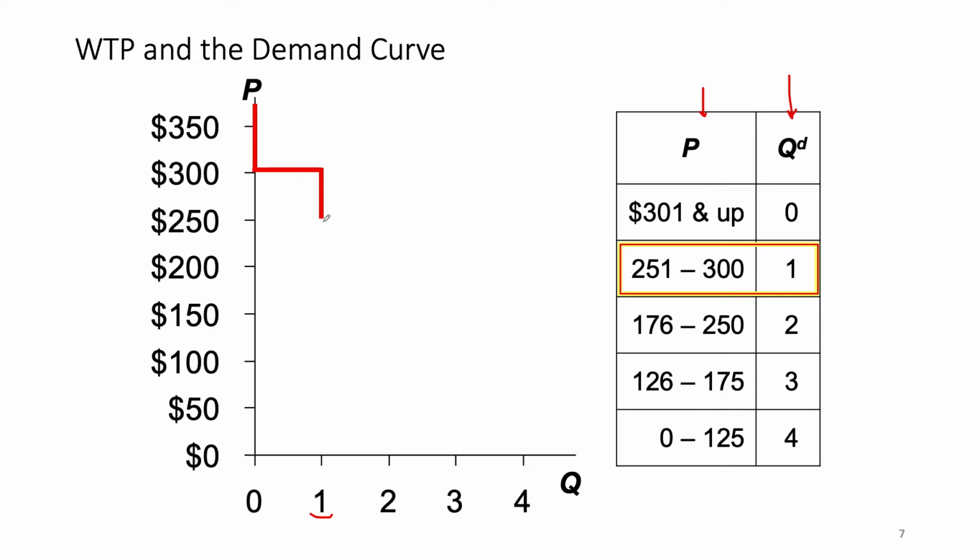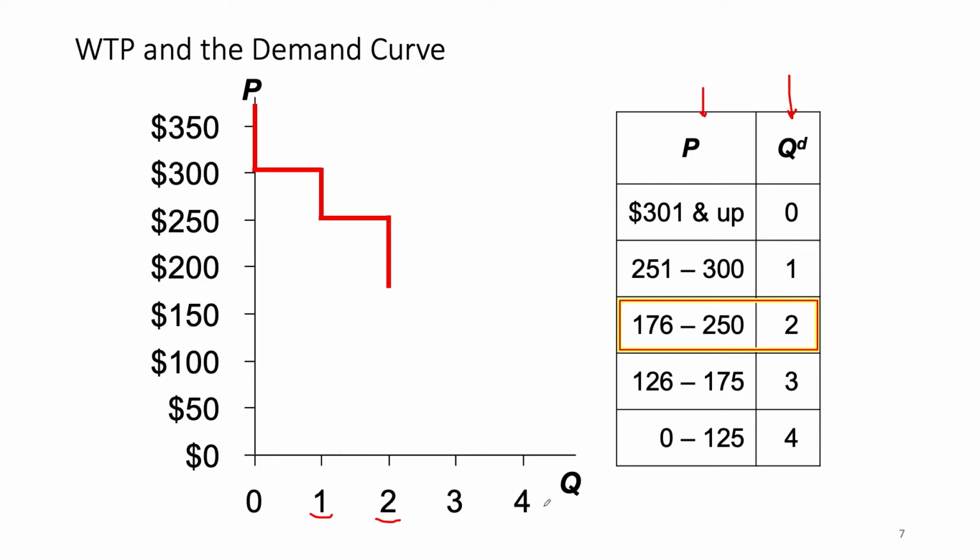That's why we get this vertical portion of this demand curve here. What this says is that the quantity demanded stays the same at 1 unit between any price at 300 all the way up to 251. So when the price now hits 250, the second person jumps into the market and the quantity demanded goes to 2 units. And it stays at those 2 units till the price comes down to 176. Between 250 and 176, the quantity demanded is constant at 2 units.